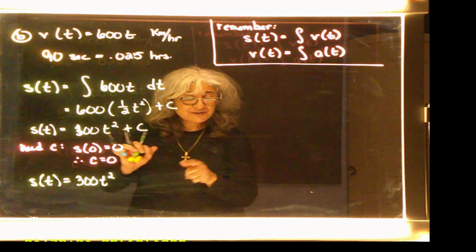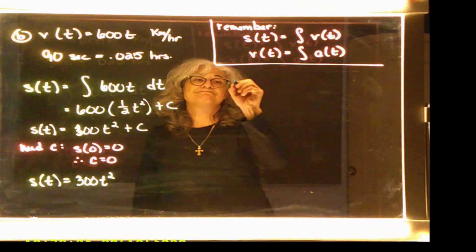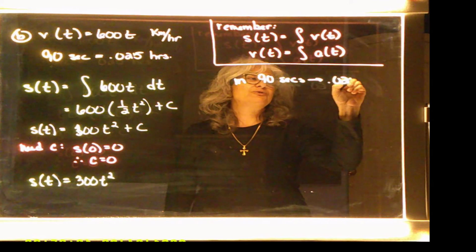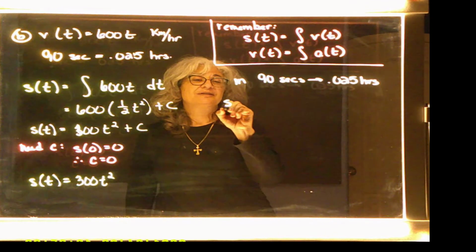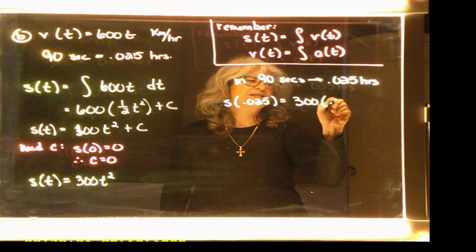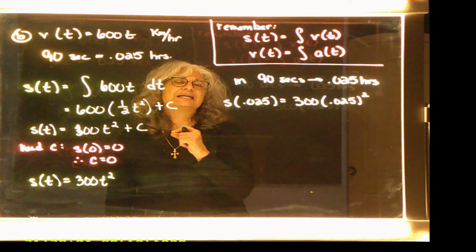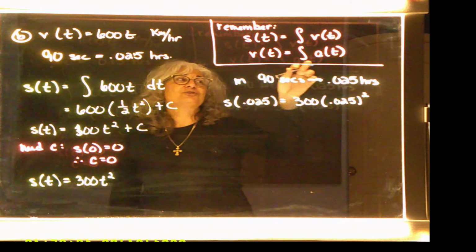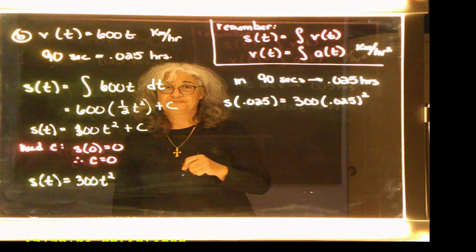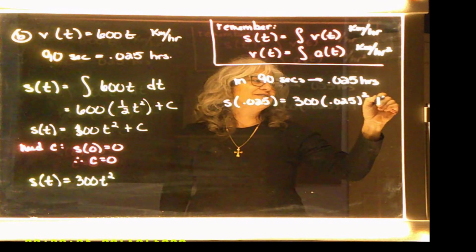And now I need to know how far this bicyclist has traveled in 90 seconds. So, yep, in 90 seconds, which is the same as 0.025 hours, the distance in 0.025 hours is going to be found by doing 300 times 0.025 squared. By the way, before we get that answer, what's my units? Yeah, just kilometers. Acceleration in this case was kilometers per hour squared. Velocity is kilometers per hour. The distance is just kilometers.